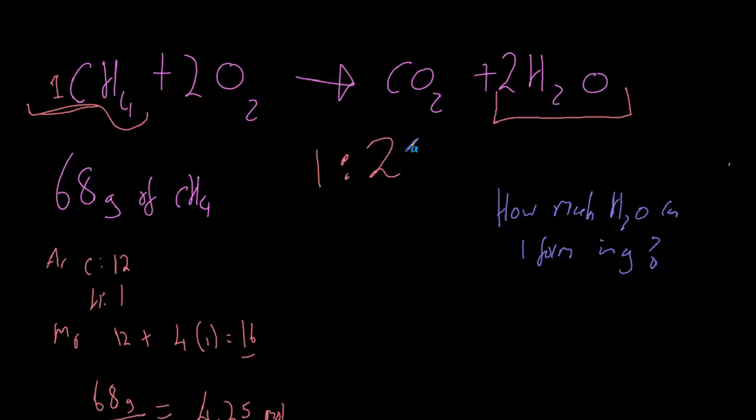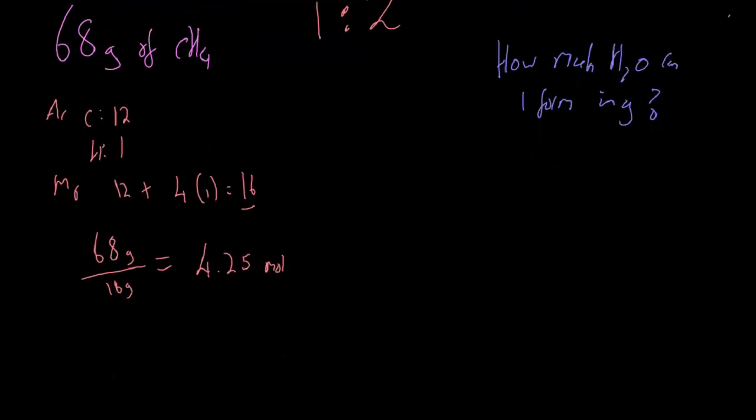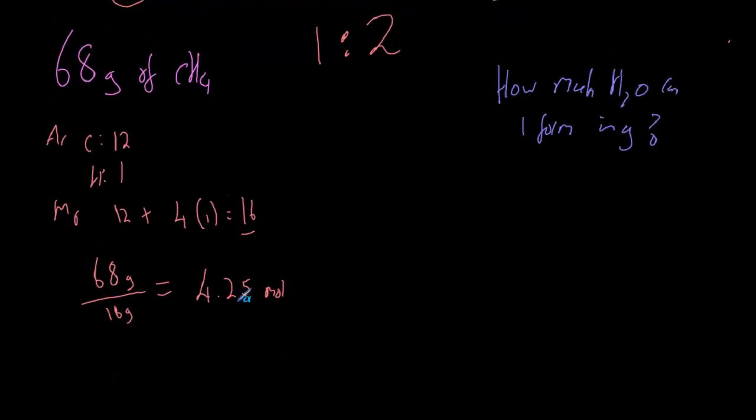So how much H2O can I produce? Be careful, it's not 2 moles because we have 4.25 moles of CH4. So what I need to do is multiply both of these by 4.25. And that will give me obviously 4.25 to 8.5. Because double 4.25 is 8.5. That means that I can produce 8.5 moles of water.